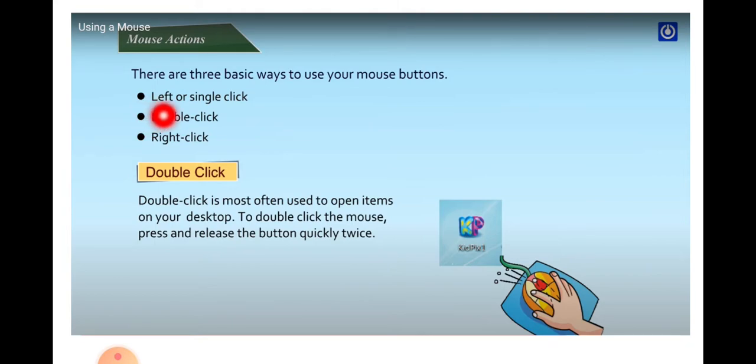So how do you do a left or single click? When you click the left button, you can click single or double, and there is also right click. Let us see why we use a double click, why we use a single click and why we use a right click. Okay, double click. You will do this with the left button. Double click is most often used to open items. It can be a folder, a song, your file, anything. You place the pointer on that item and double click. To double click the mouse, press and release the button quickly twice.